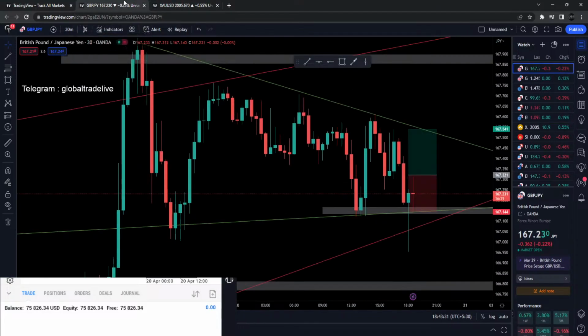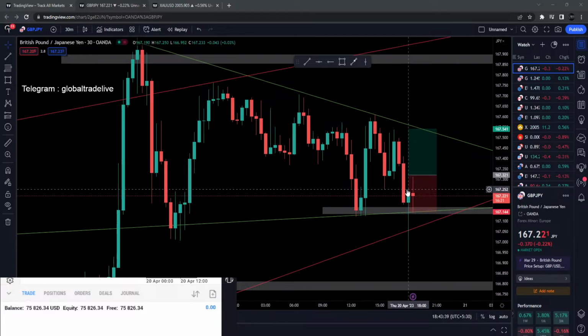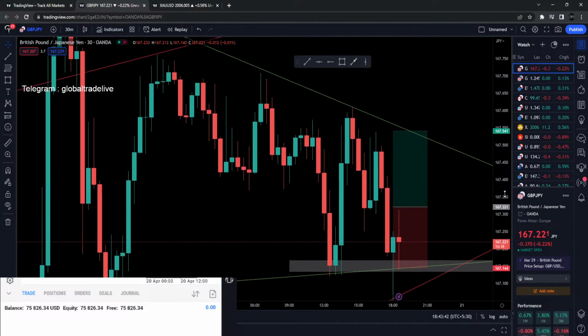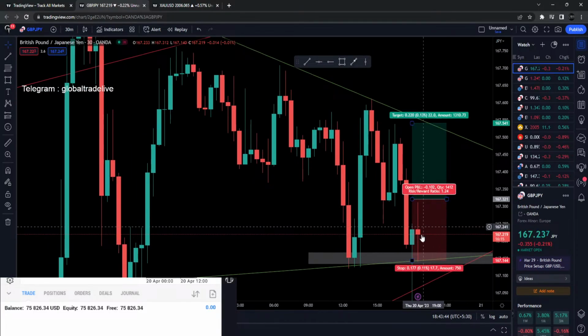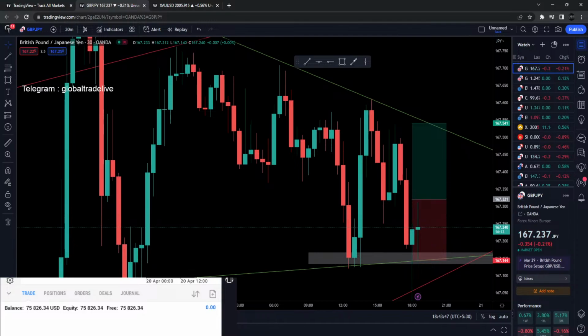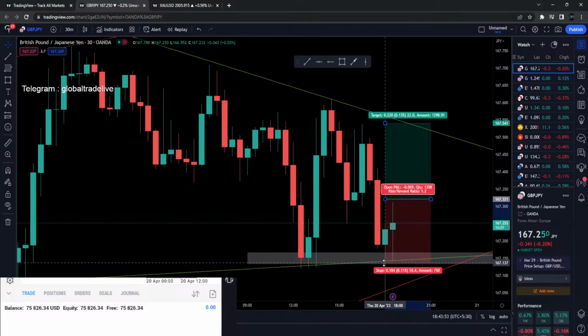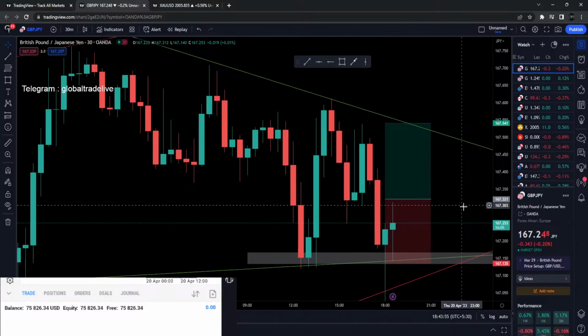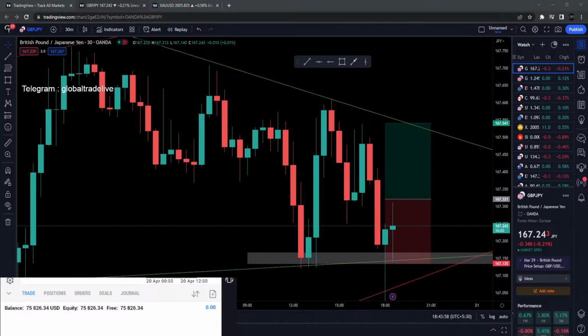Just wait for the market to go above the upper trend line. Okay, now the price is shifting from sells to buys. So I'm going to keep my trade ready over here. A 0.05 buy trade, that will be at 167.135.